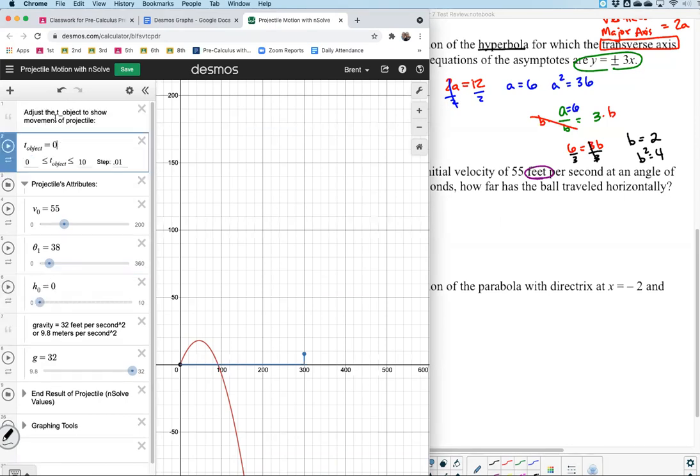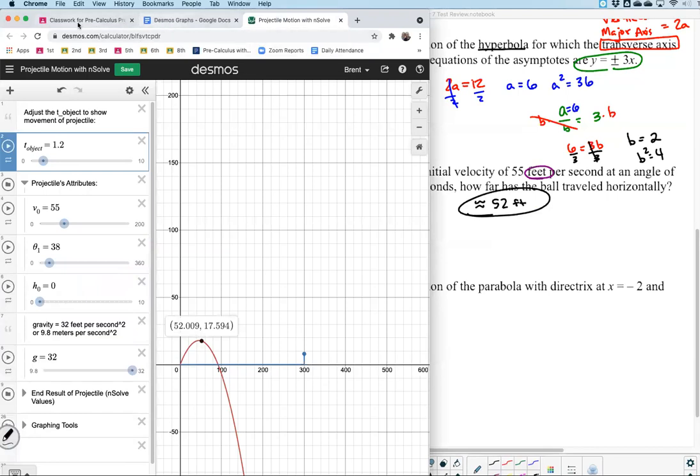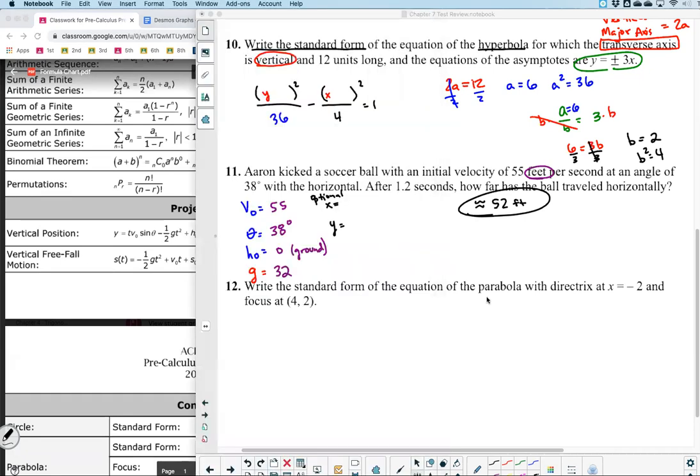We want to know how far has the ball traveled at 1.2 seconds? Up here at the time, if you type in 1.2, it gives you the point. If you click it, that's how far it's traveled. 52 feet. When I round, I'm going to say 52 feet. Okay, now you might be thinking, you said it was going to be easy with algebra. Why would it be easy with algebra? Well, this particular problem, where's my formula chart? It doesn't ask anything about vertical at all, and it gives you the amount of time. So you don't have any unknowns other than x. You could just use one equation to solve this problem.